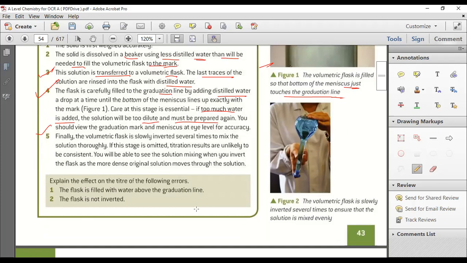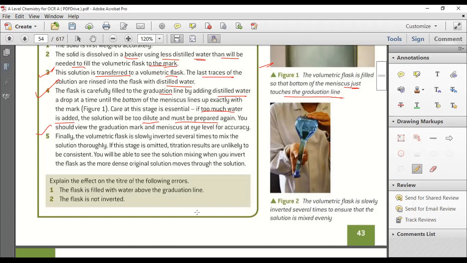Now there are two questions. Explain the effect on the titrate of the following errors. The first one is the flask is filled with water above the graduation line. If you fill more water, the solution will become diluted. Then you need to prepare it again.